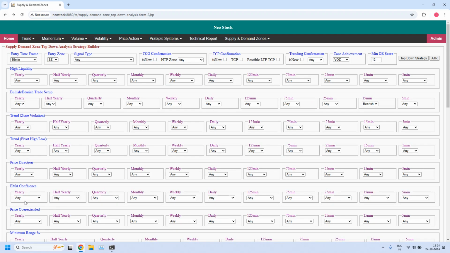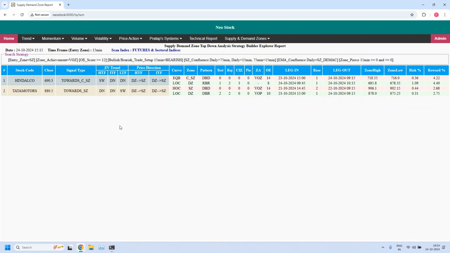Let's verify. In the EMA confluence, daily time frame, daily supply zone with daily EMA confluence filter. We got both stocks filtered, but the first one has a sideways daily trend, so EMA confluence does not add any advantage. But Tata Motors trend is a downtrend, and the supply zone has daily EMA confluence, and the 15 minute supply zone is part of the 75, both together again part of the daily supply zone. And the daily supply zone is in a downtrend and also has a daily EMA confluence. That way it is a high probability setup stock, Tata Motors.